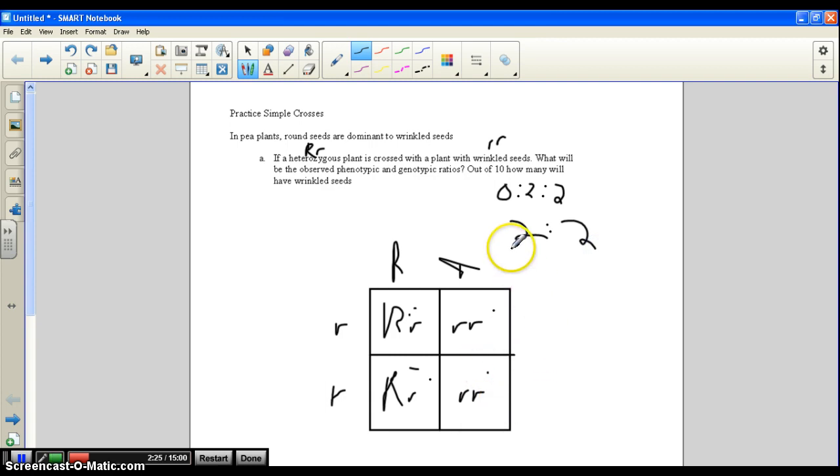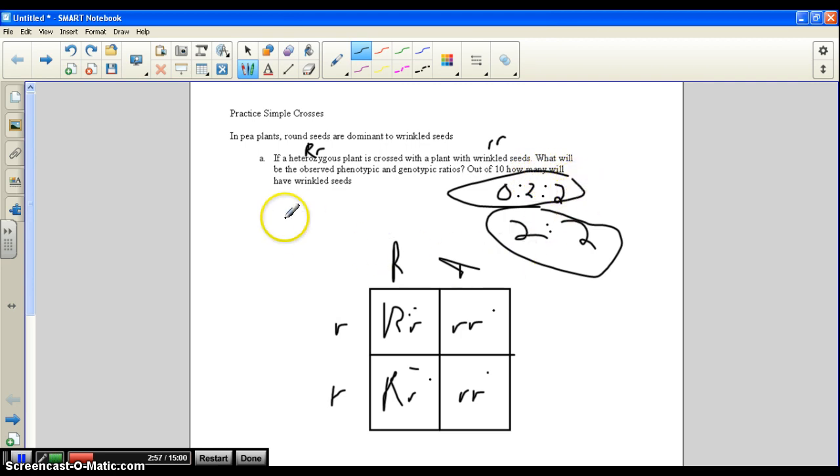So this is the genotypic ratio right here. And this is the phenotypic ratio. I might have confused those, did them reversed. Genotype is whether they're homozygous recessive, homozygous dominant, or heterozygous. And then phenotypic is what they look like. Dominant comes first, recessive comes second. And in the genotypic ratio, we have homozygous dominant, heterozygous, and then homozygous recessive.